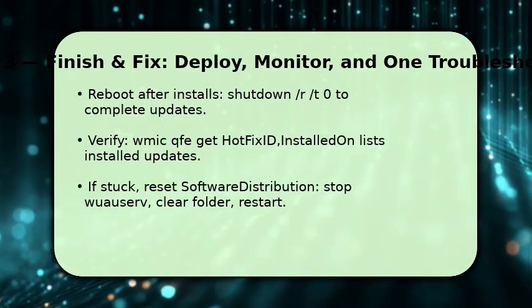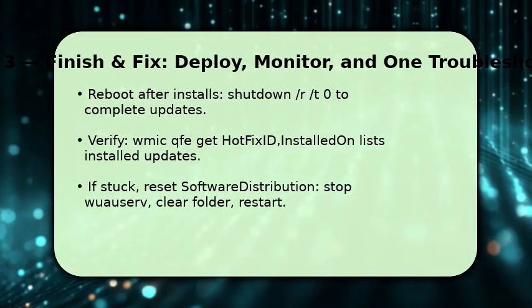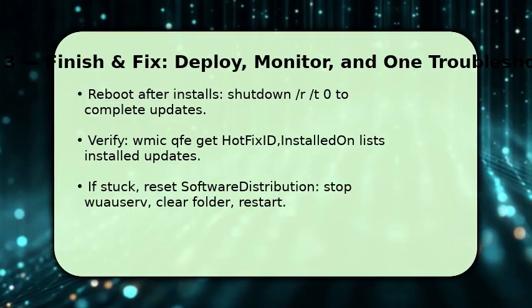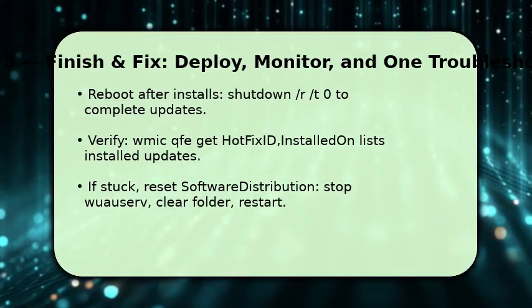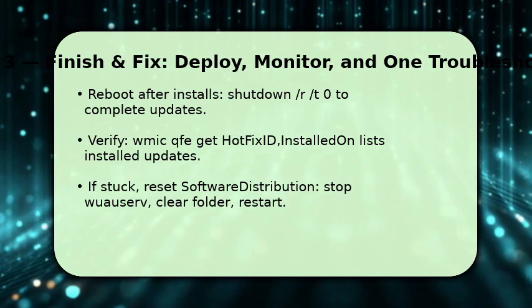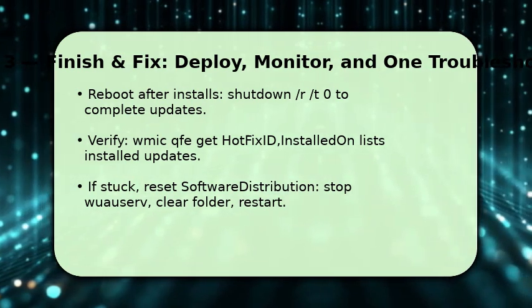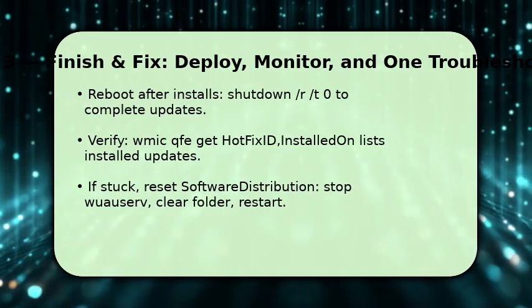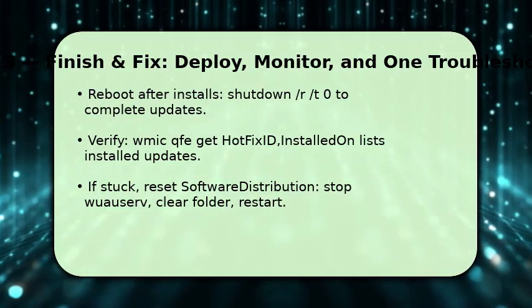If the process stalls or errors appear, stop the Windows Update service with net stop wuauserv, delete the contents of C:\Windows\SoftwareDistribution. Then net start wuauserv and repeat the scan. This clears corrupted caches and often resolves detection or download failures.